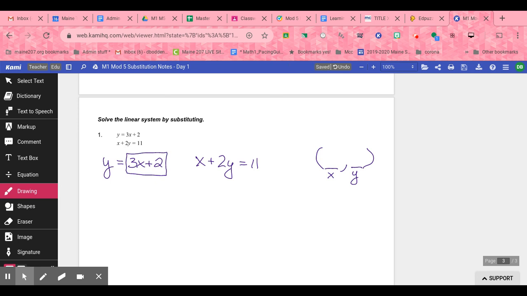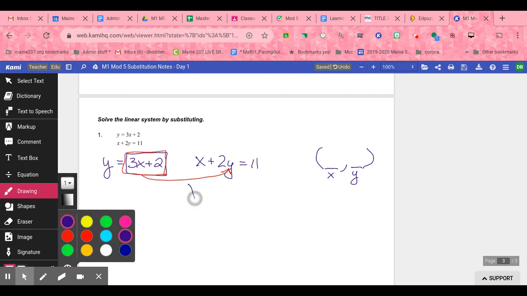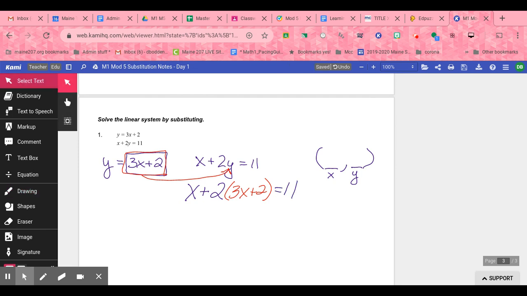So my second step is going to take that newfound y value, come over to the other equation and substitute it in, giving me x plus 2 times y. But remember, my y value is 3x plus 2. So you should be able to see that I took this y value, substituted it in for this y value, and you can see that right here.